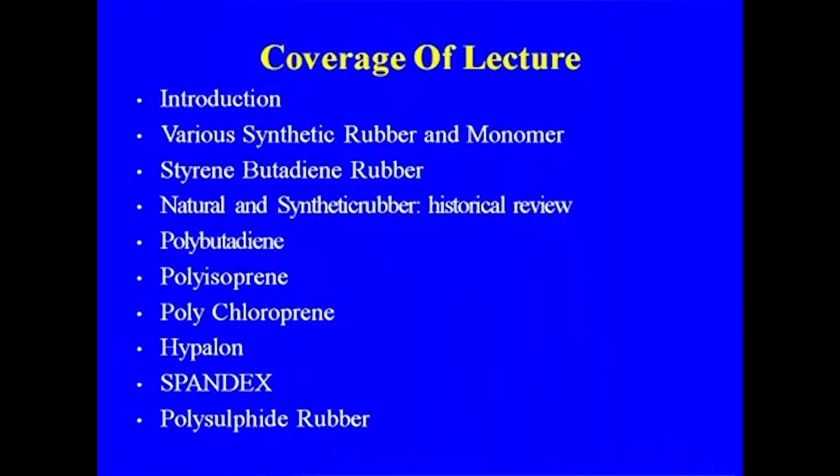So, the coverage of the lecture will be the introduction, various synthetic rubbers and monomers, styrene butadiene rubber, which is one of the most widely used rubbers, a historical review of natural and synthetic rubber, polybutadiene, polyisoprene, polychloroprene, hypalon, spandex. These are some of the other synthetic rubbers that we are making. I will go very quickly over polyisoprene, polychloroprene and hypalon. We will be discussing in more detail the synthetic rubber and polybutadiene.